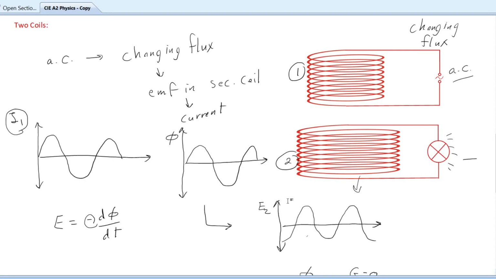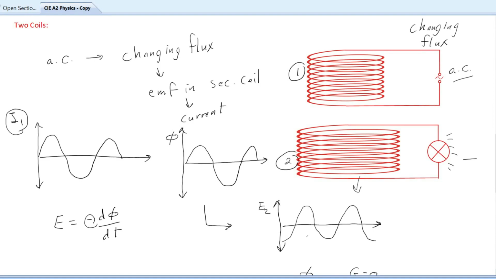So if you're asked why is there always a phase difference between the induced EMF and the AC in the primary coil or the first coil, that's because the rate of change of flux linkage is what causes the EMF, not just the change. It is the rate of change. That's what causes the phase difference between the two EMFs or the two currents.